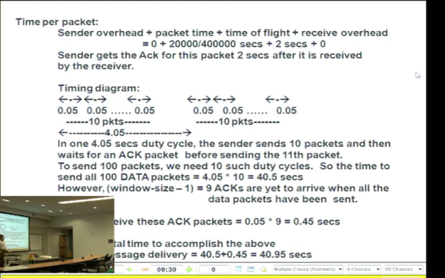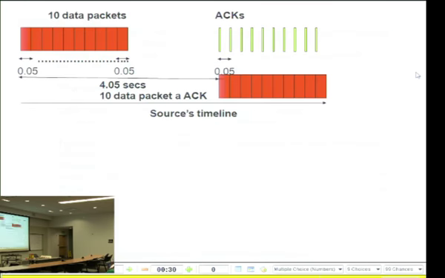Now, this goes back to what Maba was saying in the beginning. At the end of this, all the 100 packets are gone. How many ACKs have I received? I've received only one ACK for the last 10 packets. The remaining 9 ACKs have to come back, right? And the remaining 9 ACKs will take 0.05 seconds each. So that's the additional time that you have to wait. And so the total time to accomplish the message delivery is the sum of these two. Okay, and this picture shows you the timeline of how things happen in the sender.